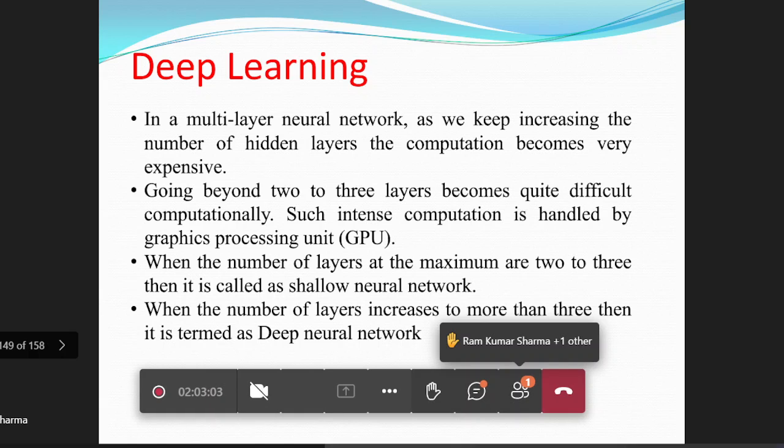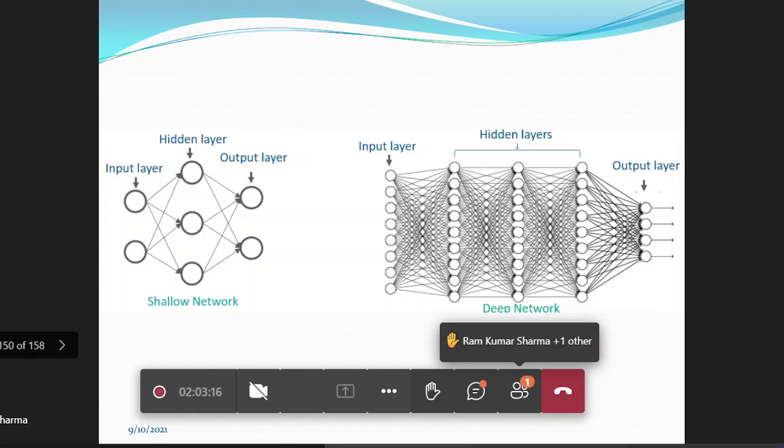A simple neural network is basically one where the number of hidden layers is two. When the number of layers increases to more than three, it becomes a deep neural network. It will be clearer with this diagram. Shallow neural network, single hidden layer. When the hidden layers are 3 till 2, it is a shallow neural network. When the number of hidden layers is 3, then it is a deep neural network, right?